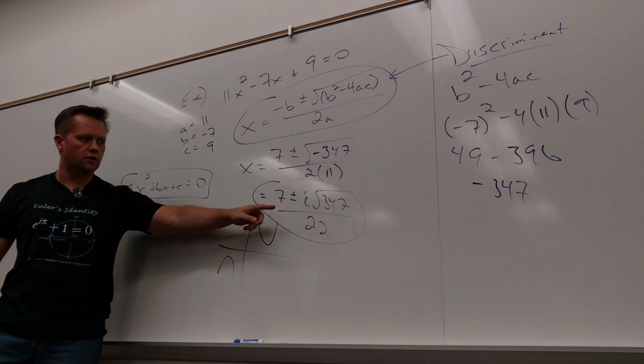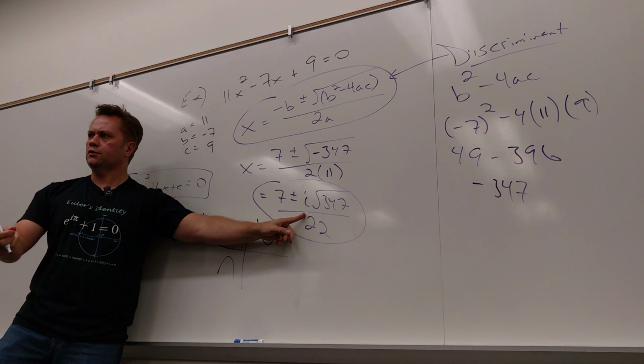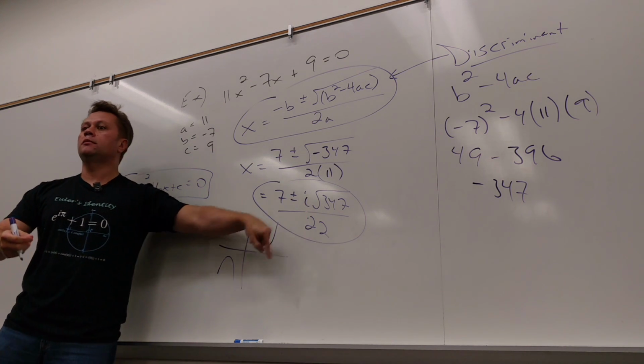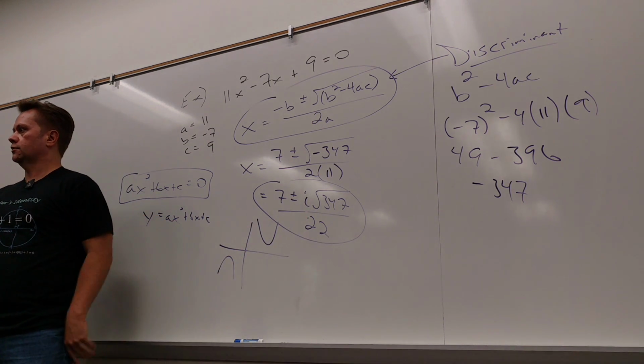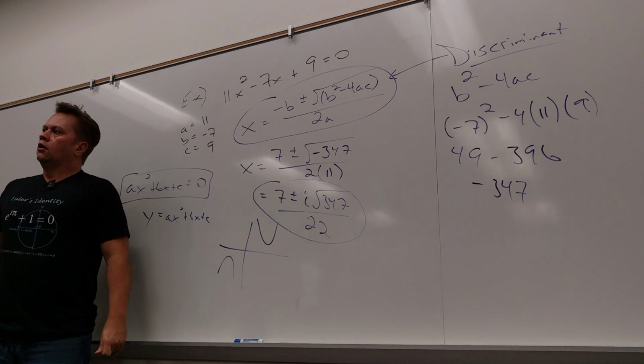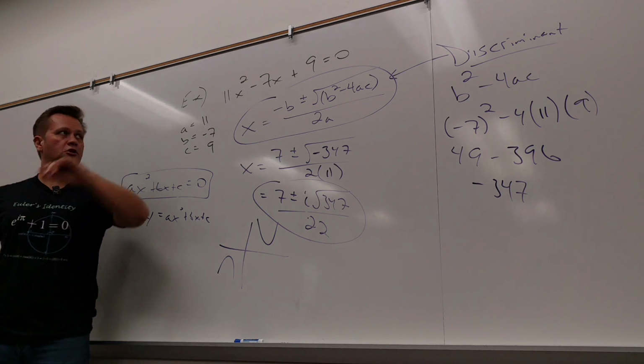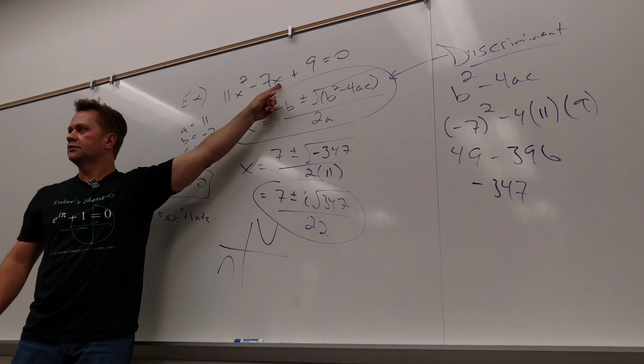And this is what it would mean. If it has no x-intercepts, that means you would get complex answers. If you get complex answers here, it means it has no real x-intercepts. But it always has to have a y-intercept, always, because you can always make x 0.